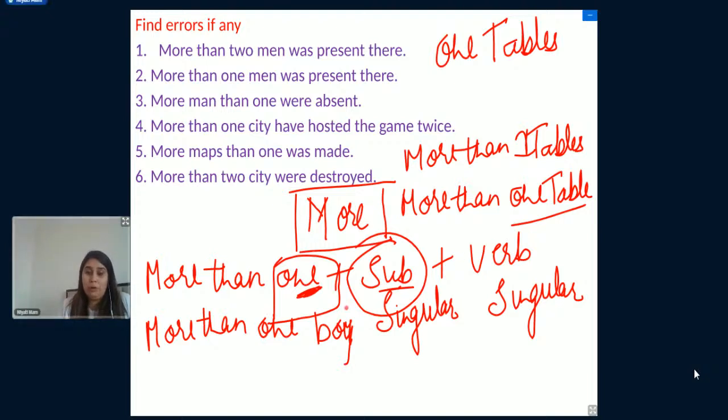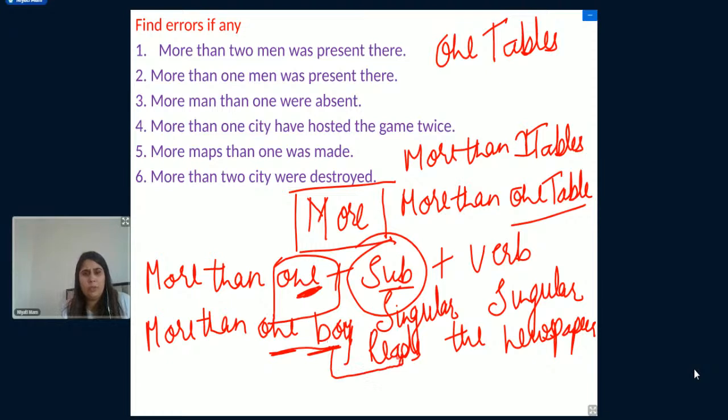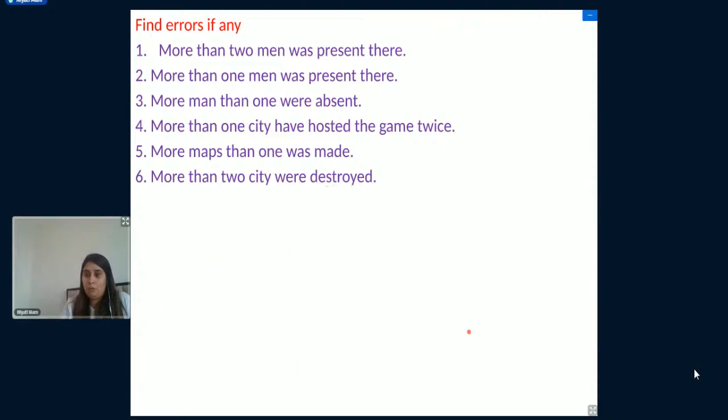More than one boy reads the newspaper. Now with one, the subject is singular. If the subject is singular, the verb is also singular. Now, okay, this was the case of more than one.